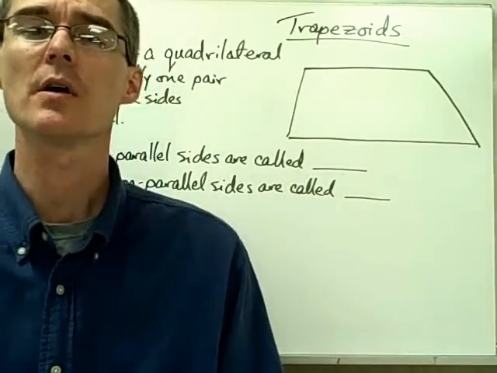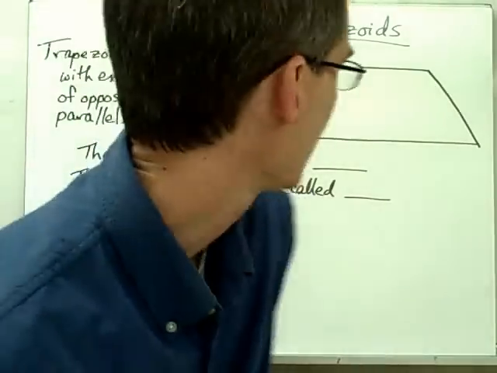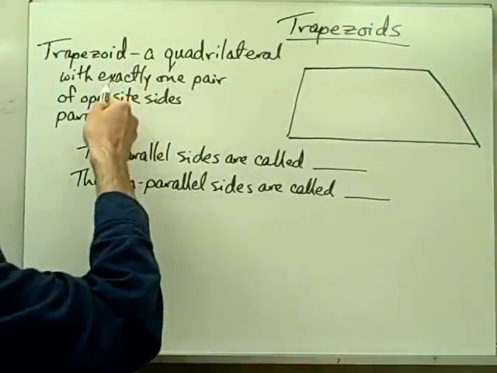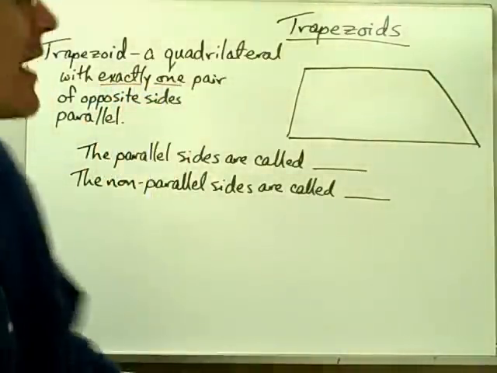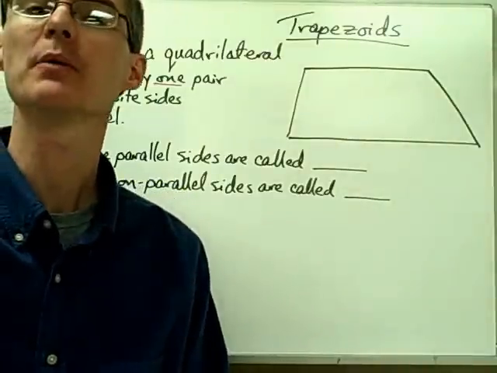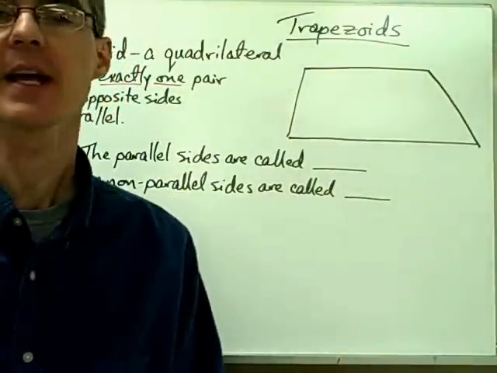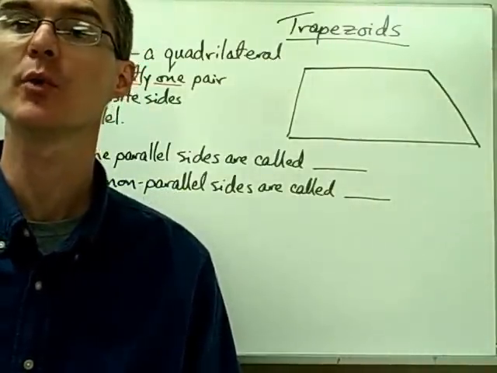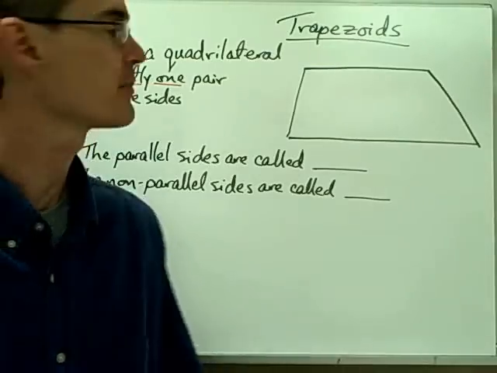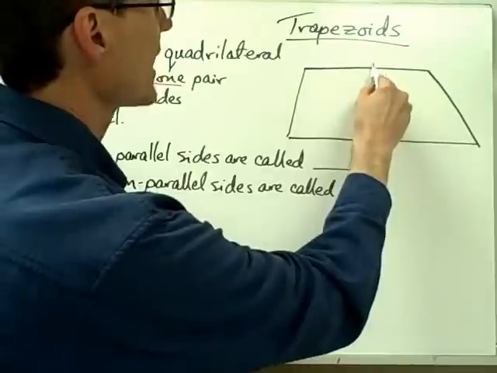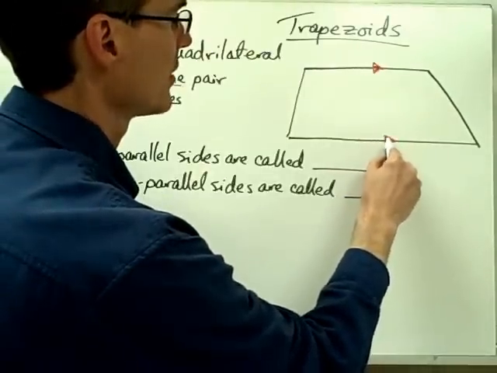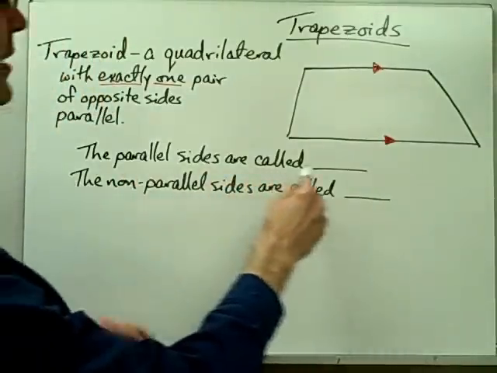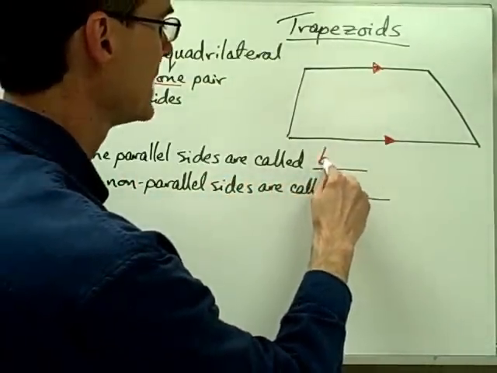Okay, this video is on trapezoids, and a trapezoid is just a quadrilateral with exactly one pair of opposite sides parallel. Now, you may recall that the definition of a parallelogram is a quadrilateral with both pairs of opposite sides parallel. For a trapezoid, we just have a single pair of opposite sides that are parallel.